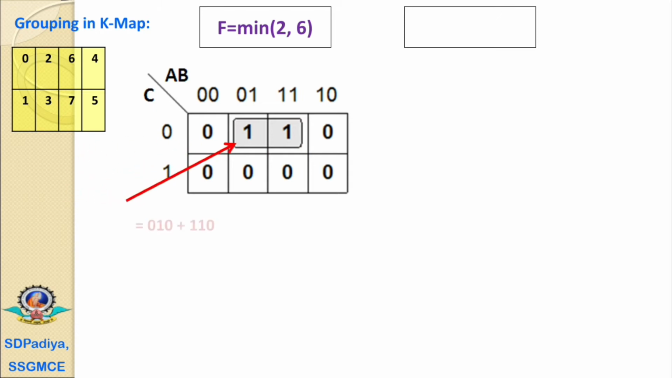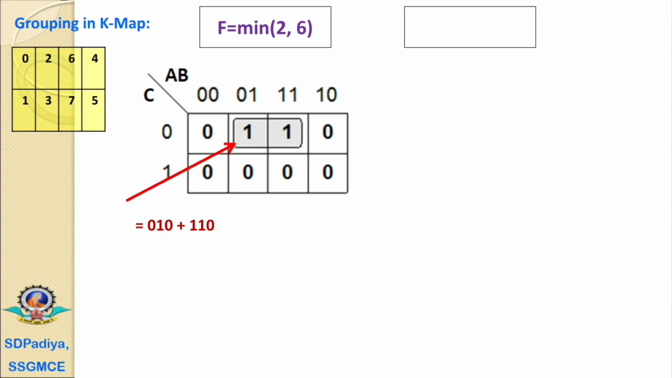This is a group. Now, if we look at this cell, then for that the AB values are 0 1 and the C value is 0. Therefore, its designation is 0 1 0. Plus, for this cell, the designation AB values are 1 1 and the C value is 0. Therefore, it is 1 1 0. Now, first is 0 1 0 plus 1 1 0.